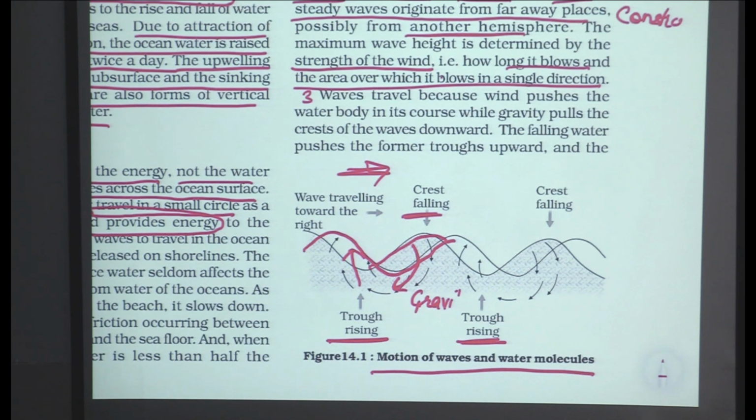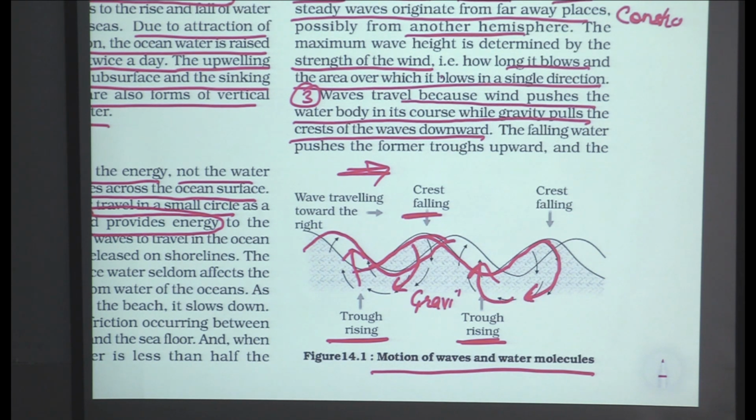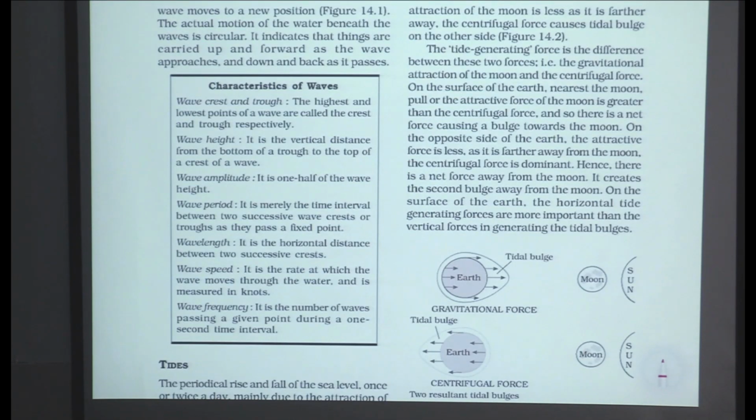Wave travel, point number 3, waves travel because wind pushes the water body along its course while gravity pulls the crest of the waves downward. That is the reason, if you try to see this diagram, this is how the crest is developed, and then the crest starts falling. A falling crest results in the trough rising, and this is what we have seen in our circulatory motion in the diagram already. And if we take another important thing that is coming from our NCERT, characteristics of wave, wave crest and trough, we have learned it.